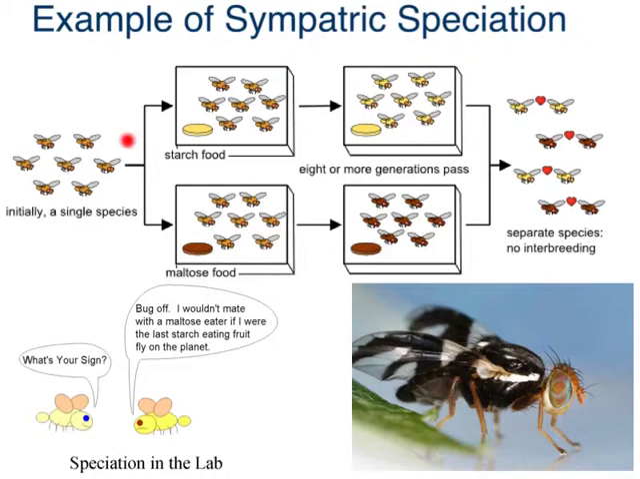So we had an original population. We only fed this one this, and we only fed this one this. There we go. And so that's how sympatric speciation can occur. It can occur in the lab, and it can probably occur in nature. Right, so that in a nutshell is the 2 modes of speciation.